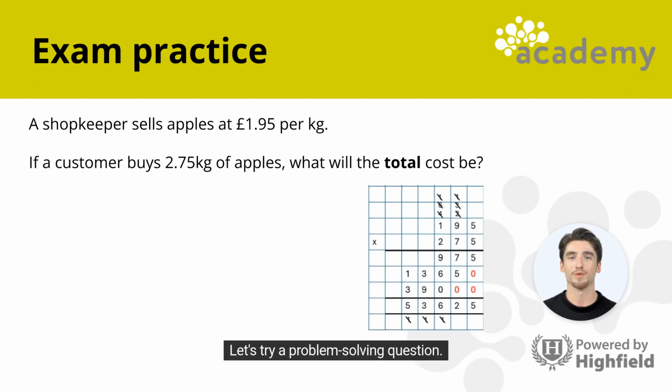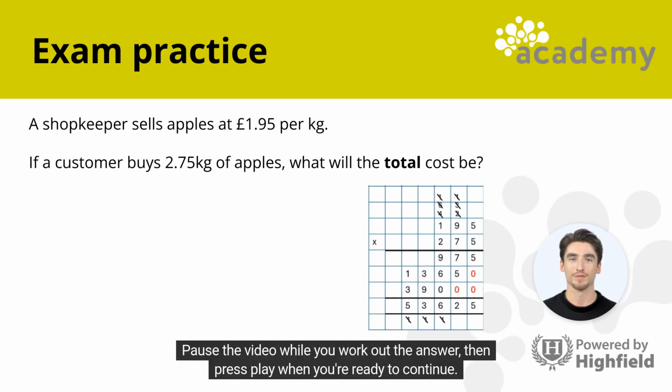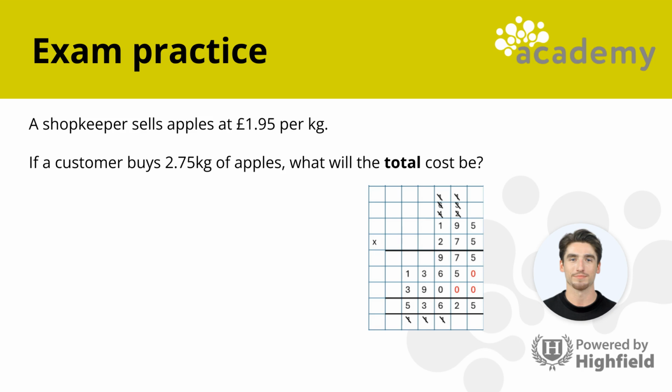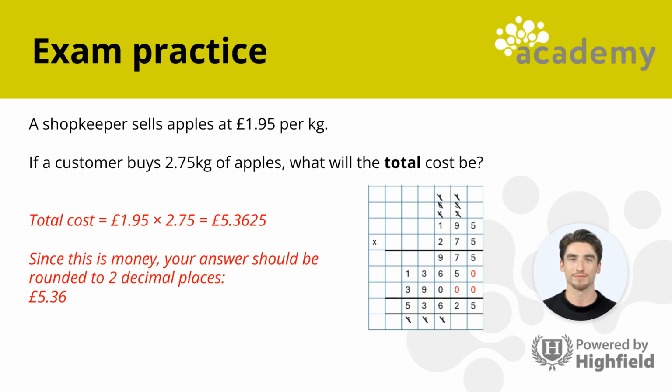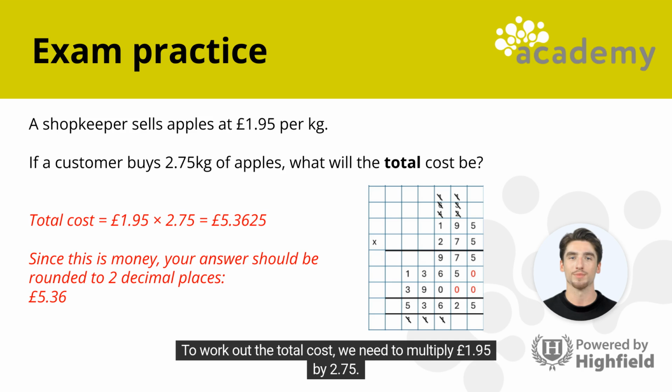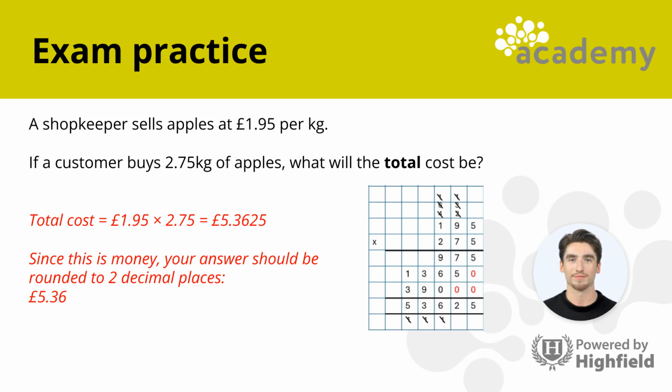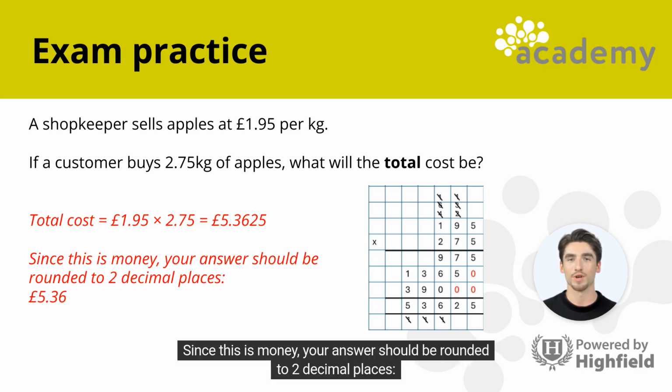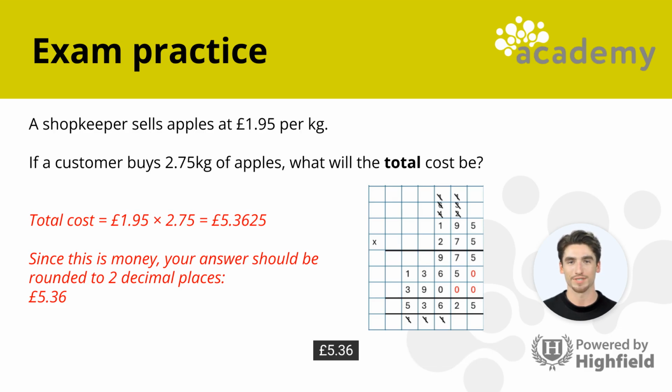Let's try a problem-solving question. Pause the video while you work out the answer, then press play when you're ready to continue. Let's check the answer. To work out the total cost, we need to multiply £1.95 by 2.75. This gives us £5.3625. Since this is money, your answer should be rounded to 2 decimal places. £5.36.